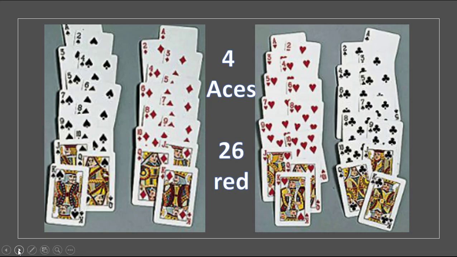So here's a picture of a standard 52-card deck. We have 4 aces. We have the ace of spades in the upper left, the ace of diamonds, the ace of hearts, and then the ace of clubs in the upper right. All of the hearts and diamonds are red, so there are 26 red cards. So we have 4 aces and 26 red cards. Is there any overlap between the category of aces and red cards? Yes, the ace of diamonds and the ace of hearts are both red.